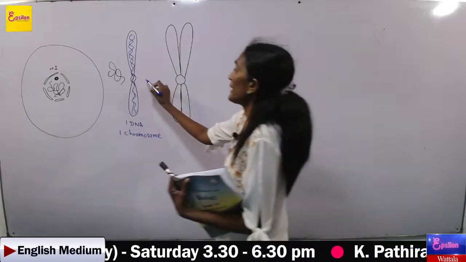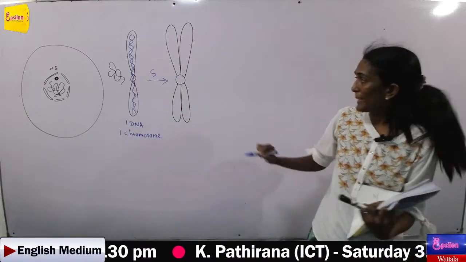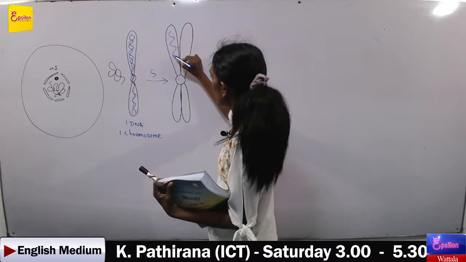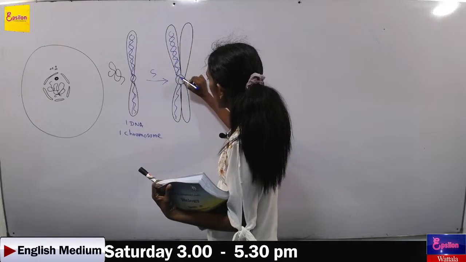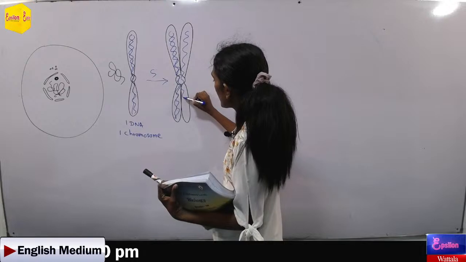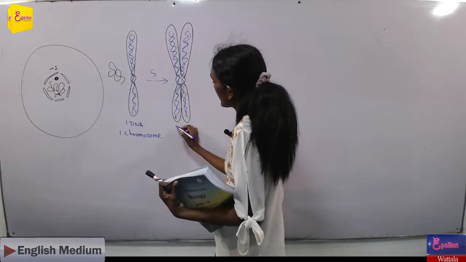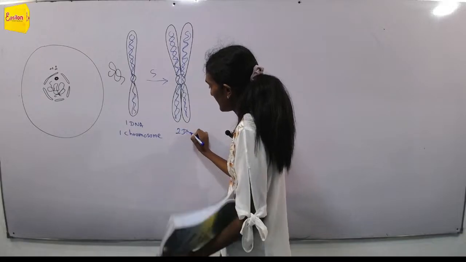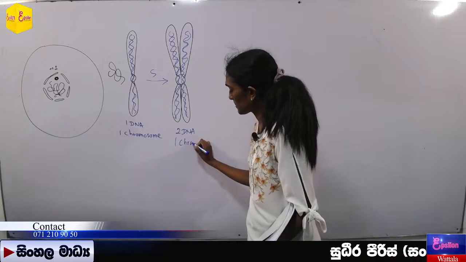Then after the S phase, replication occurs. Replication makes similar DNA, the same copy actually. One arm has one DNA, the other arm has another DNA. So here it has two DNA and one chromosome.